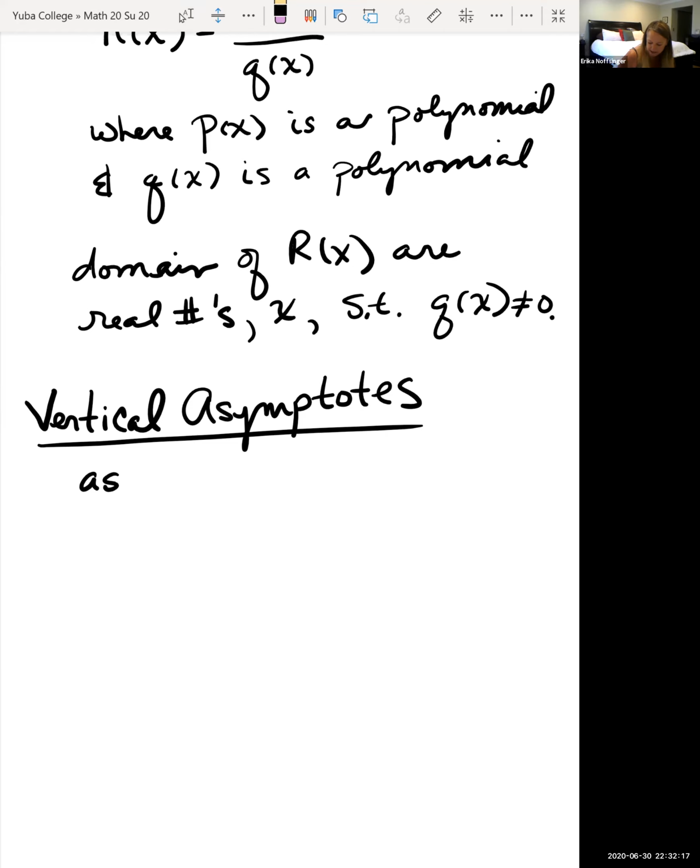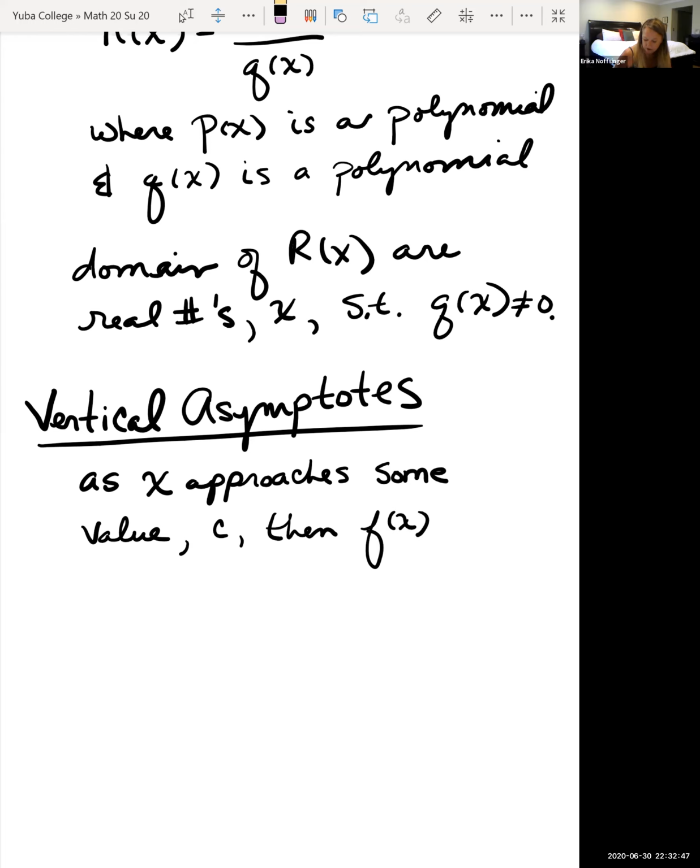So I'm going to write it kind of in mathematical terms, like we were writing it before for the end behaviors of our graph. So as x approaches some value, let's call it c, then f of x, your y value, goes to either positive or negative infinity.